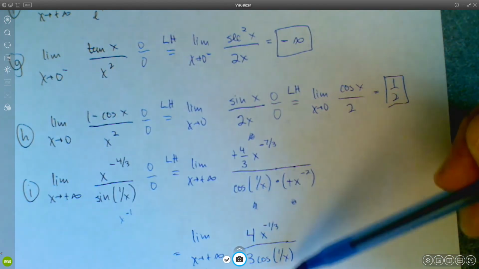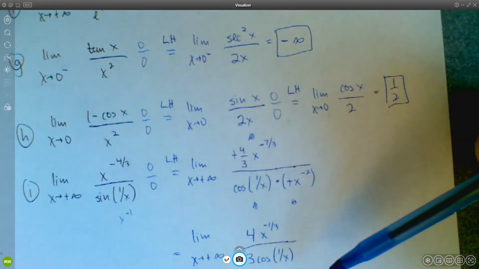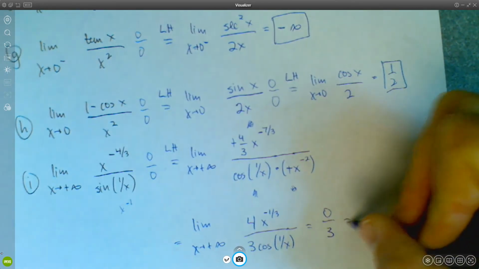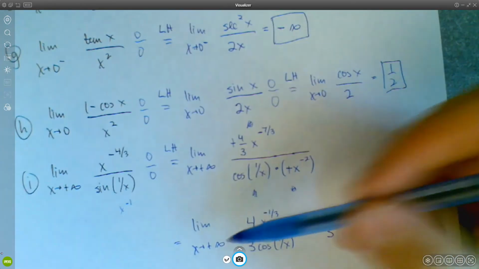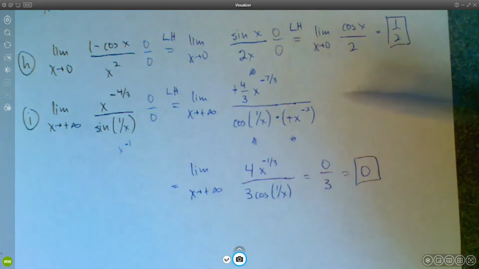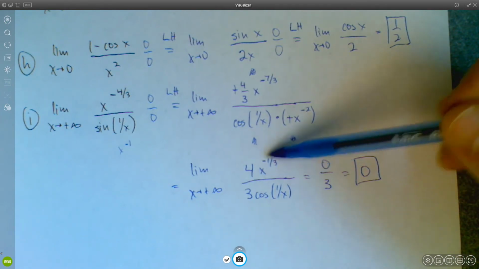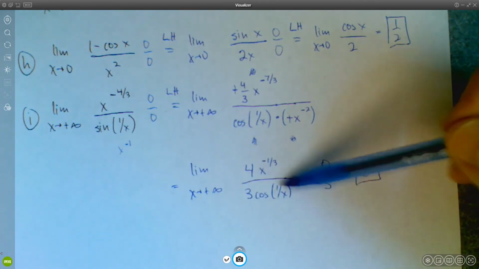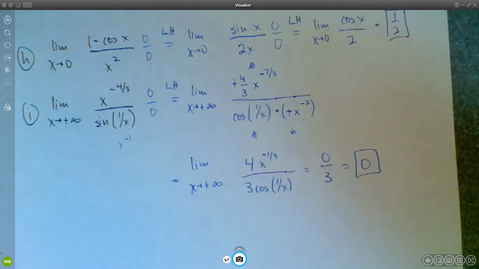So this is 0, but cosine of 0 is 1. This is 3. Okay, so it's not indeterminate, right? This is just 0 over 3, which is 0. Does that make sense? When you plug in infinity, a really big number to a negative exponent is going to be 0, right? If you plug in infinity here, 1 over infinity is 0. Cosine of 0 is 1 though, right? 1 times 3 is 3. So you just get 0. So there you go. There's that one.